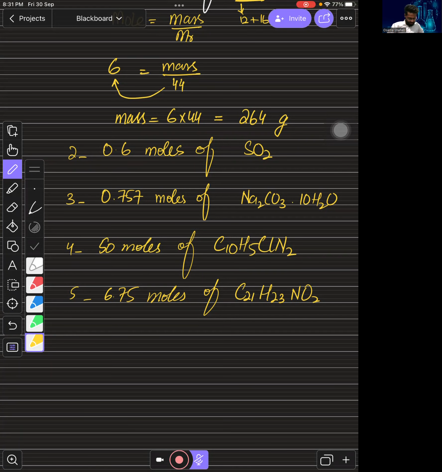Very good Pranjal, the first one is right. The second one is wrong. The MR of sodium carbonate is 286. Pranjal, make it correct. It is 286.